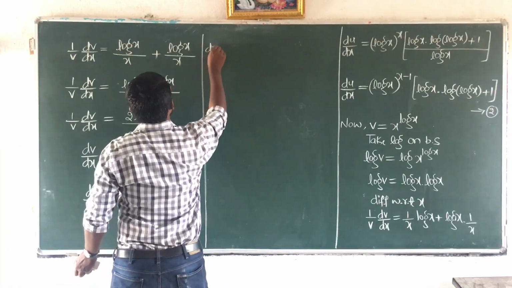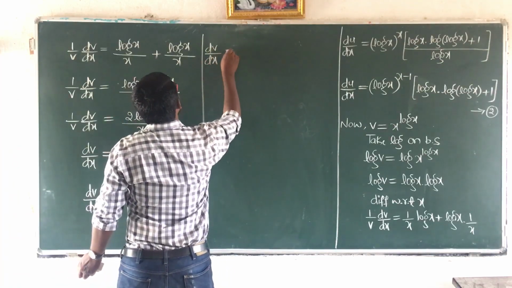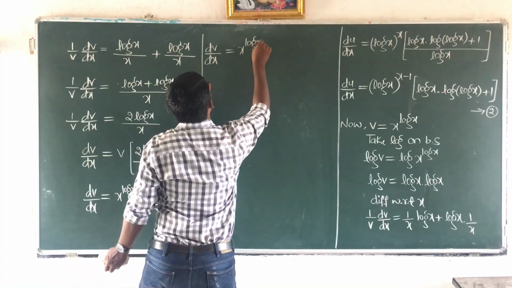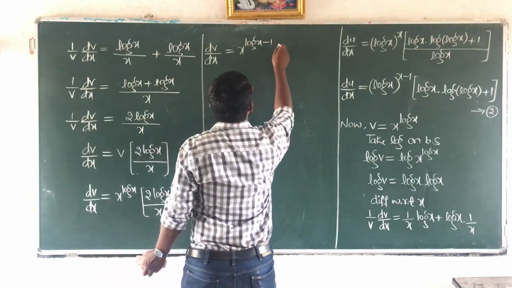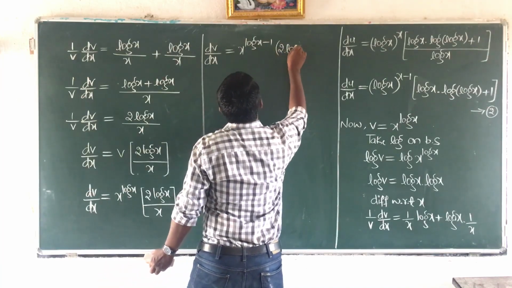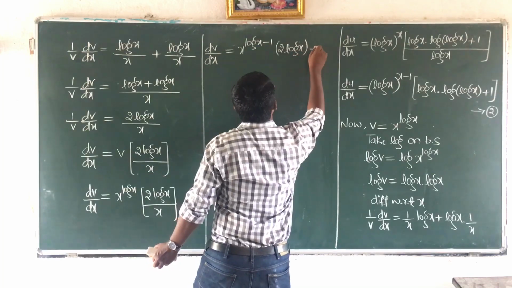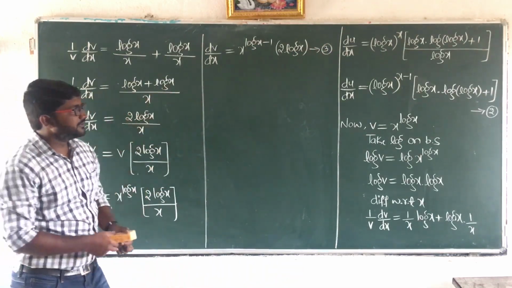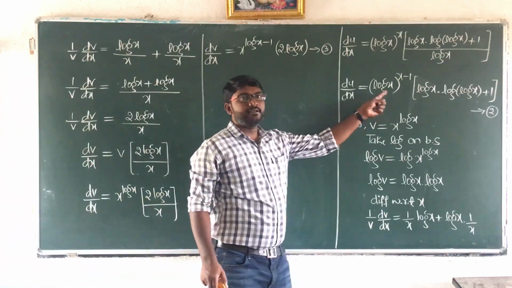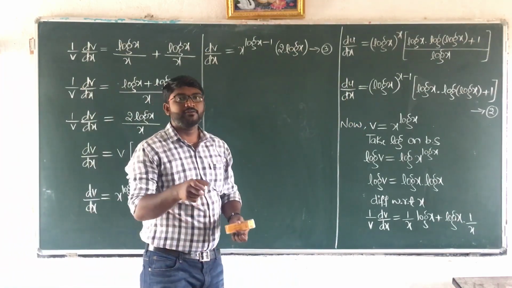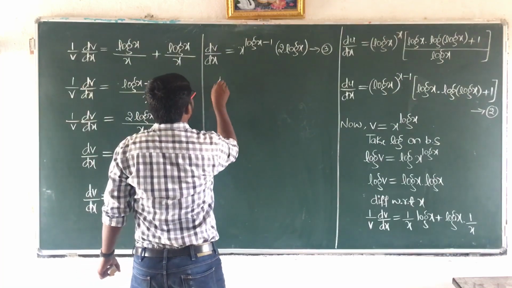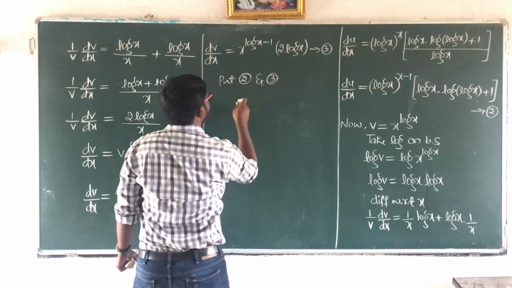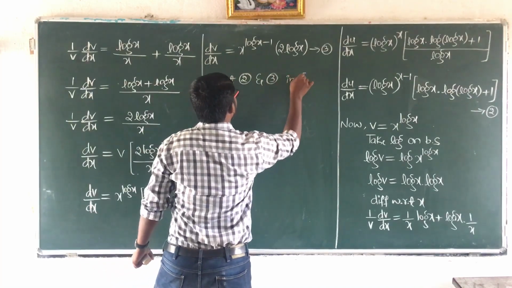So now let us continue with the next step. dv by dx, which is equal to x to the power log x minus 1, inside the bracket 2 times log x. So I call this equation number 3. So now substitute equation 2 and equation 3 in equation number 1. Put 2 and 3 in 1.